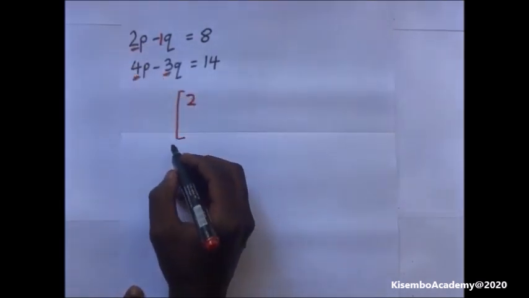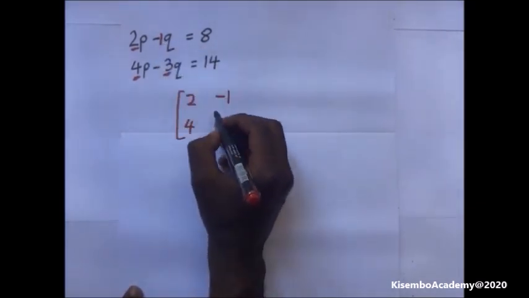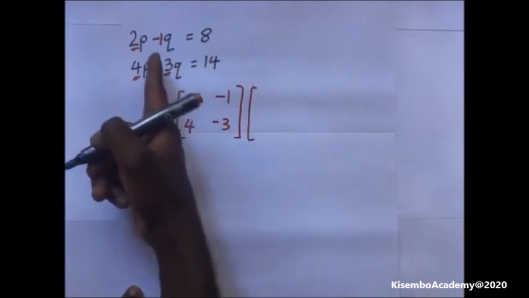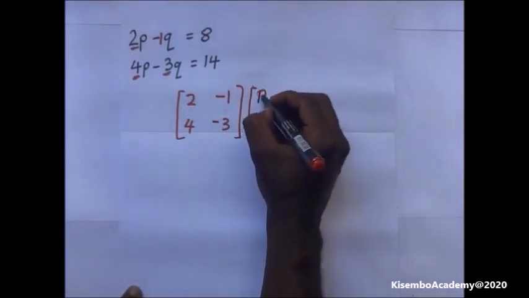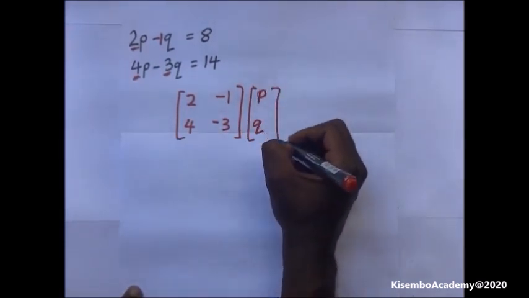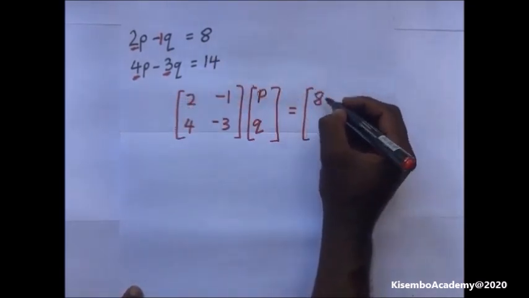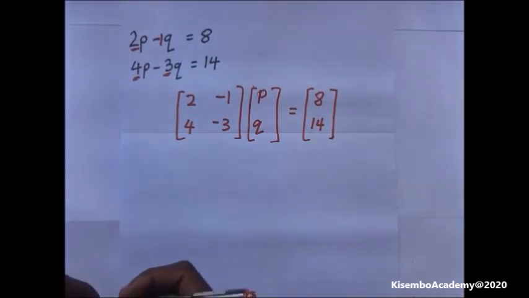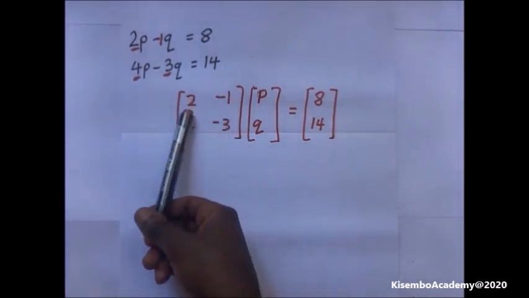So it means that our matrix here is going to be 2, then that is 4, then this is -1, then this is -3. Multiply that by the order of the unknowns, P coming first, then Q. So it's going to be P, Q, that is supposed to give us 8, 14. Then after that, we go ahead and find the inverse of this matrix.